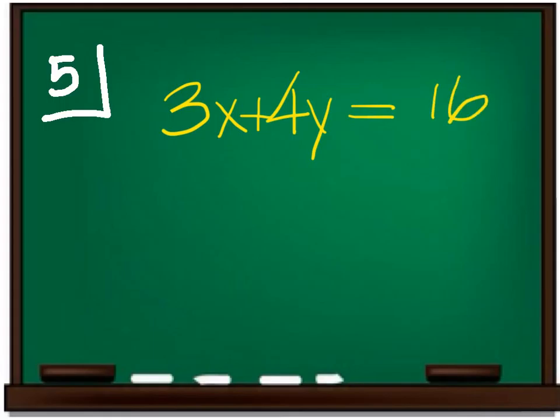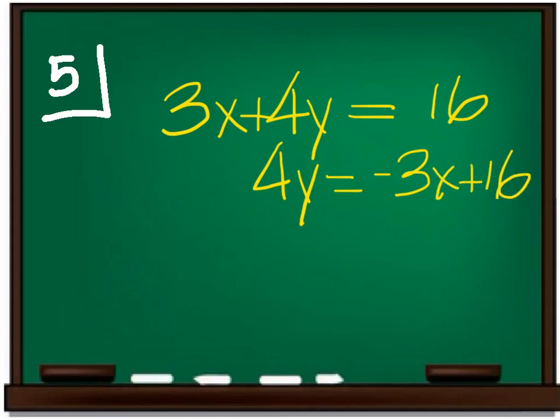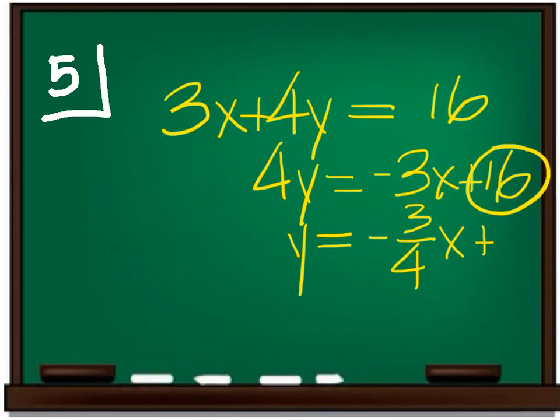What must happen to get y by itself? Move the 3x and it becomes what? Negative. Then what do I have to do? Put them together. Divide by 4. So dividing by 4 there gets rid of the 4. Here it creates a fraction, and on the back end it creates what? 4.